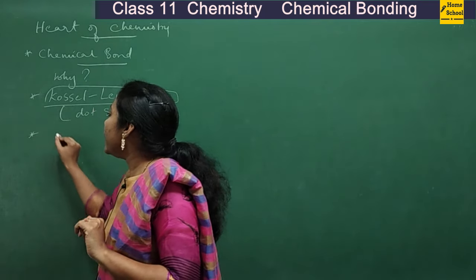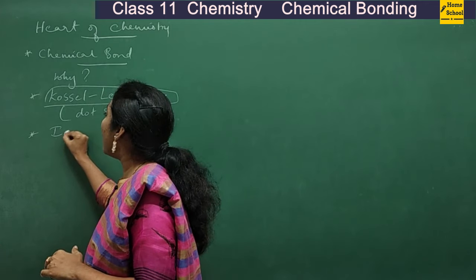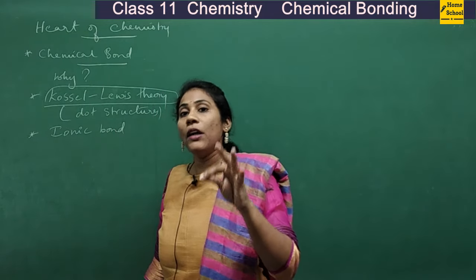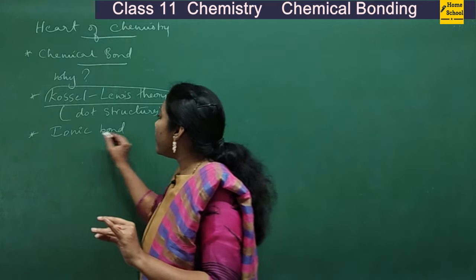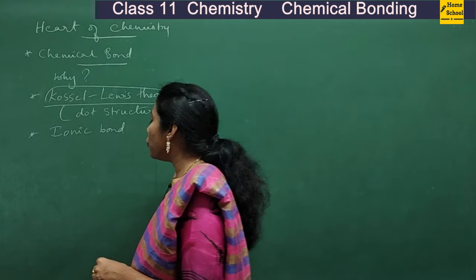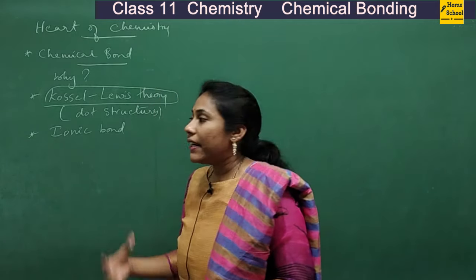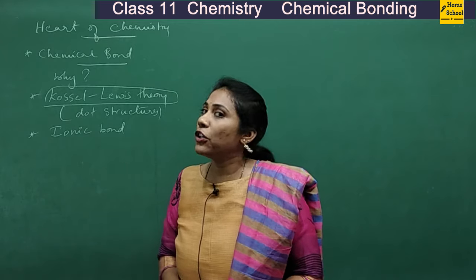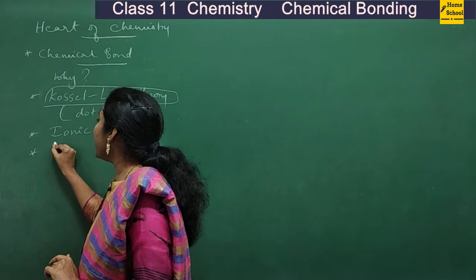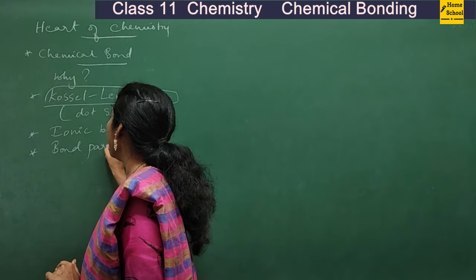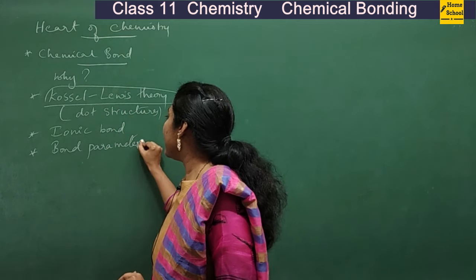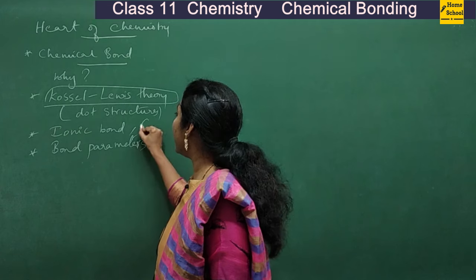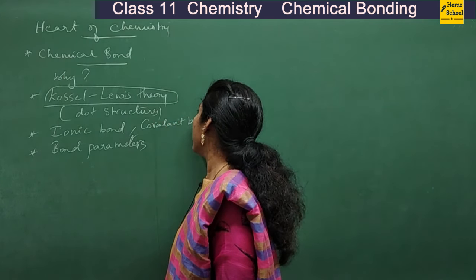Fine. And after this, we will try to understand in a detailed way about the ionic bond. Actually there are mainly 3 types of chemical bond: ionic bond, covalent bond and coordinate bond. So we will learn how the ionic bond is formed and on what factors it depends, right? And here there is a set of rules called Fajan's rule. That's the most important topic for competitive exams. Next we will learn about bond parameters: bond length, bond angle, bond order, dipole moment, etc. Here I forgot, we will also learn about the covalent bond, right?